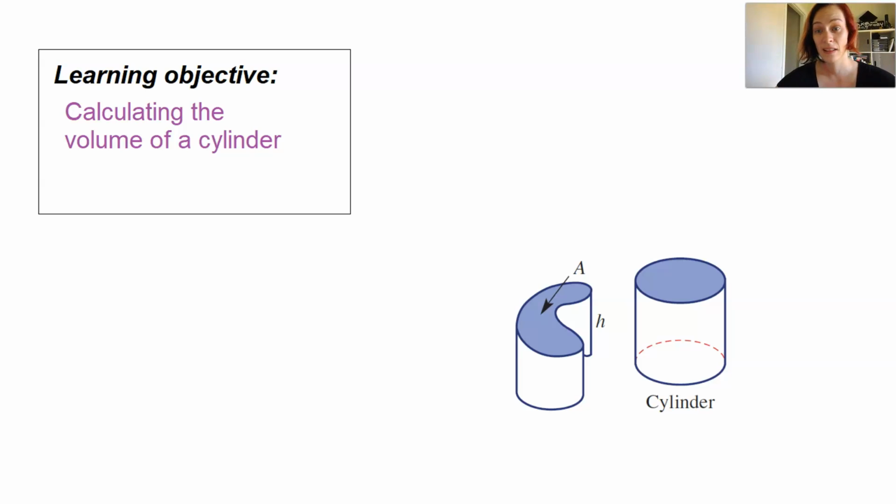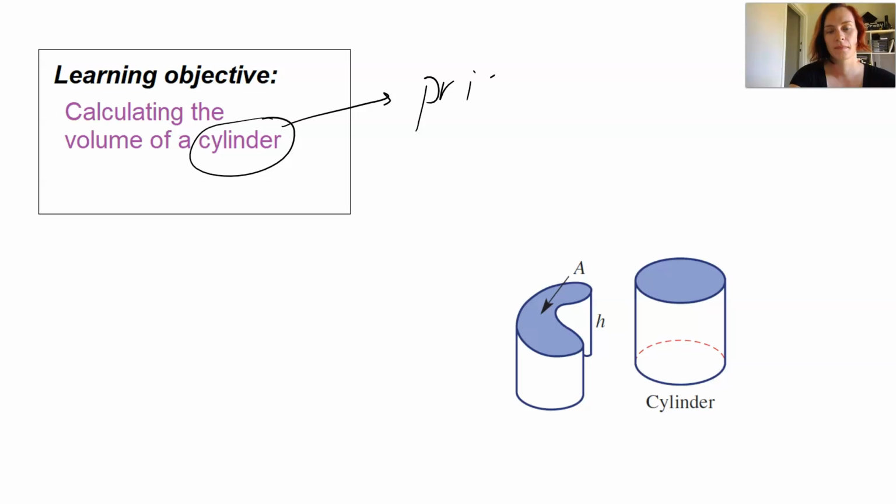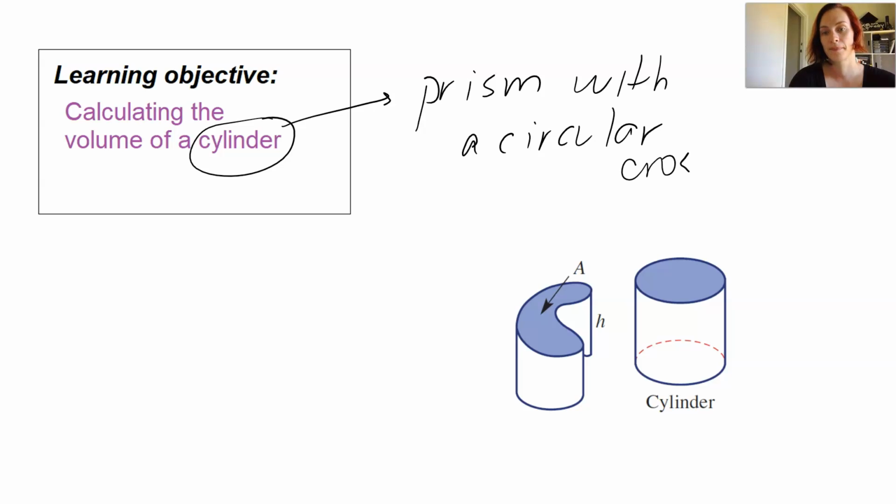In this lesson, we are calculating the volume of a cylinder. Now, a cylinder is just a prism, a 3D shape with an even cross-section all the way through. But this time, it's a prism with a circular cross-section.